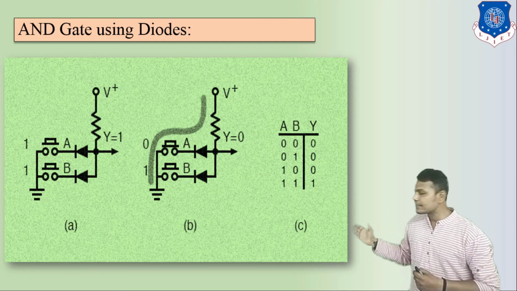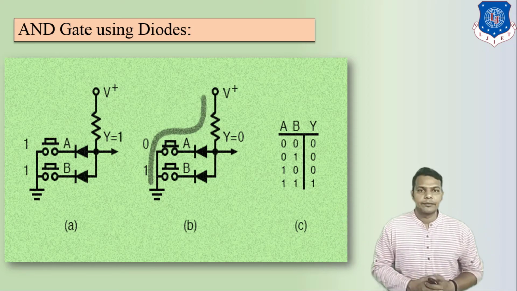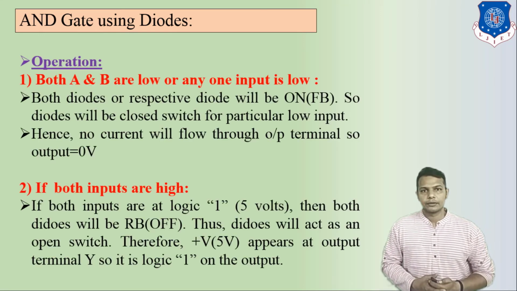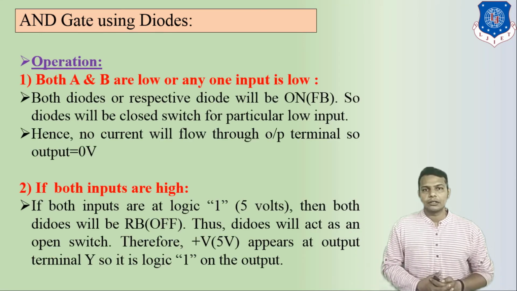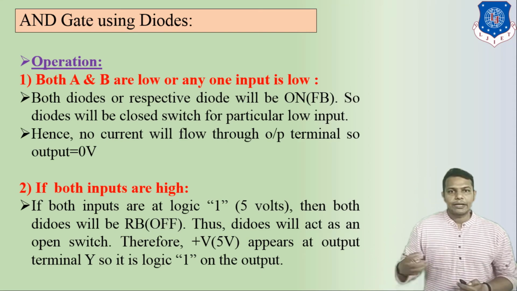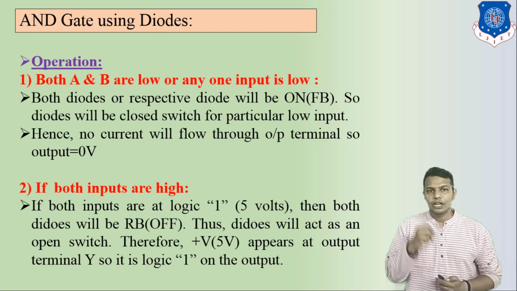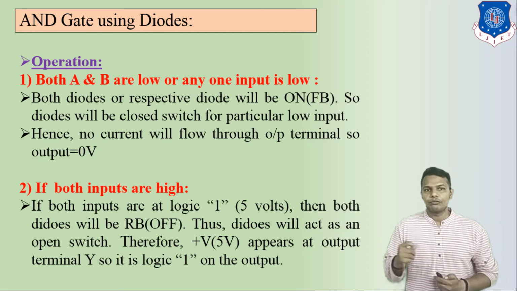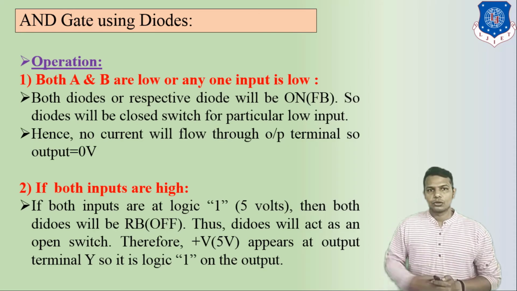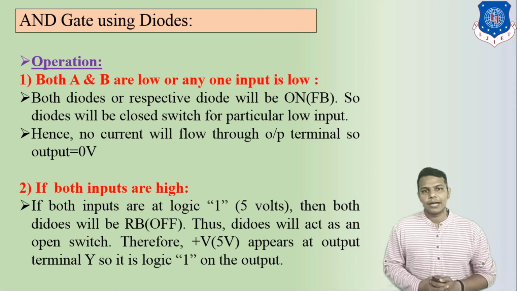So here we can see in C, this is the truth table of AND gate. Now similarly, this is the operation of AND gate using diodes. That means if A and B are low or any one input is low, both the diodes will be on, that means in forward bias. So this is the explanation of AND gate using diode.